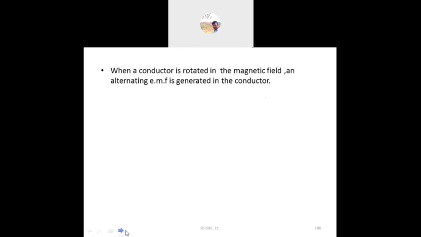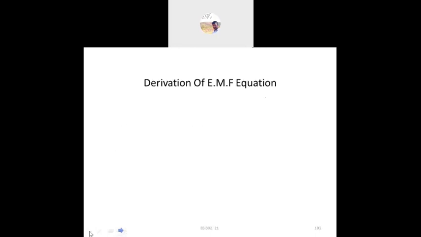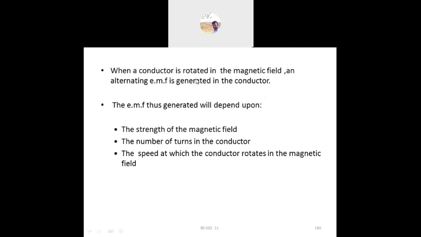So here, when a conductor is rotating in a magnetic field, the conductor is rotating and we are placing the conductor in between the magnetic field.